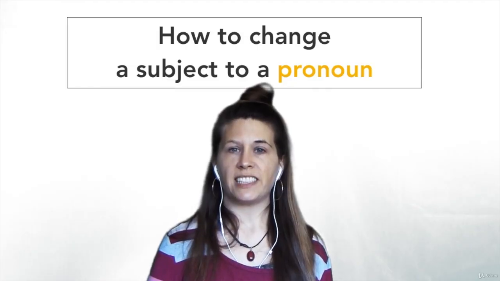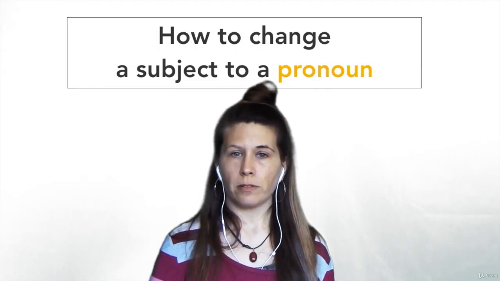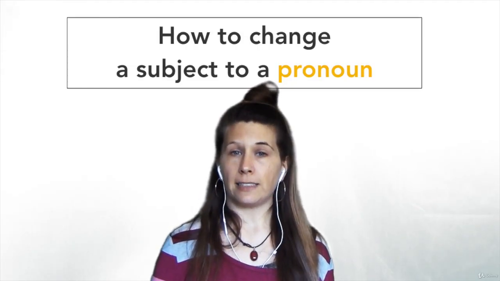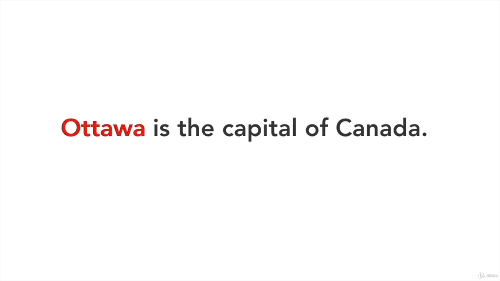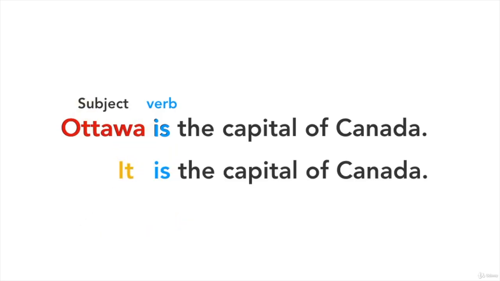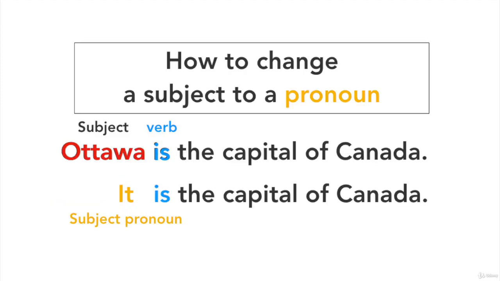How to change a subject to a pronoun. We need a sentence. This is a sentence. Ottawa is the capital of Canada. Ottawa is the subject. Is the verb. Ottawa is a place, so we replace it with it. It is the capital of Canada.